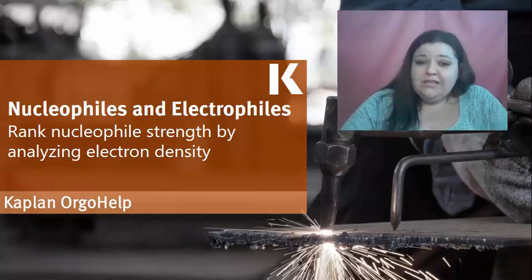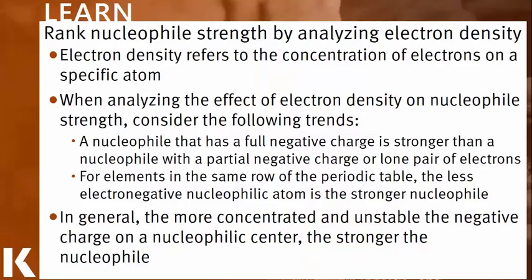Hi, I'm Lauren White. In this lesson, we'll talk together about how to rank nucleophile strength by analyzing the electron density. So, what do we actually mean when we say that one nucleophile is stronger than another? Well, it means that that nucleophile reacts faster than a weaker nucleophile. So, anytime you see a strong nucleophile, you should be thinking that that reaction will occur pretty quickly as compared to that same reaction with another nucleophile.